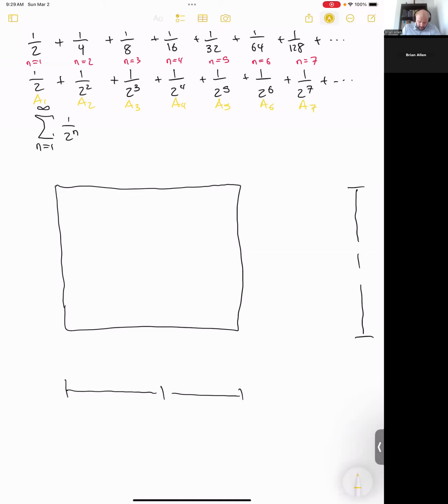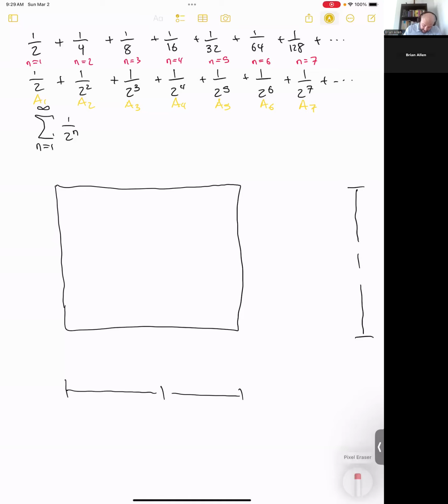And so my goal is to put all of these little pieces, A1, A2, A3, so on and so forth, into this square. And that will be a way of convincing you that they sum to something finite if I can stick them all inside of this square. Okay. So for A1, I want to have a rectangle of area a half.